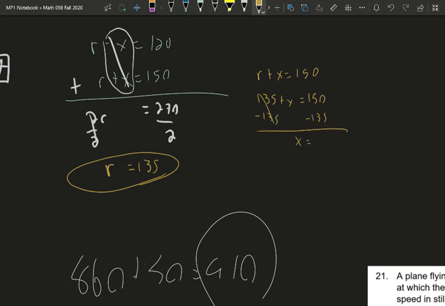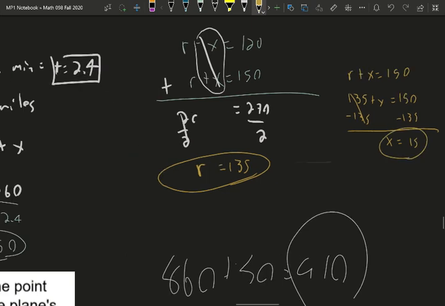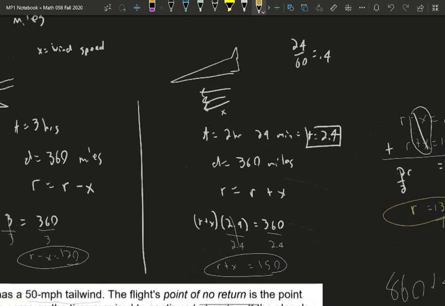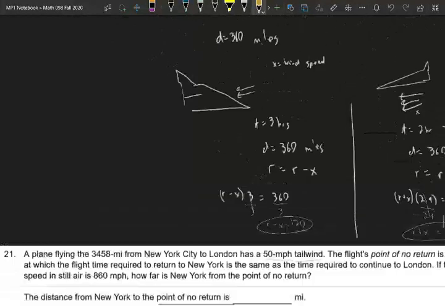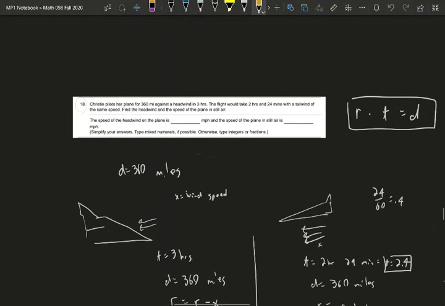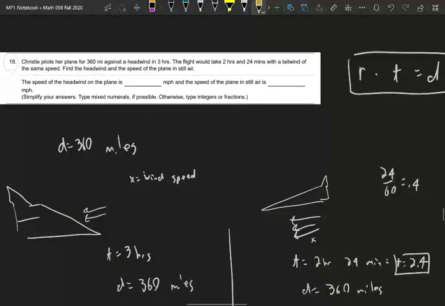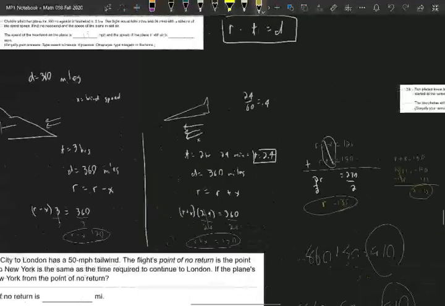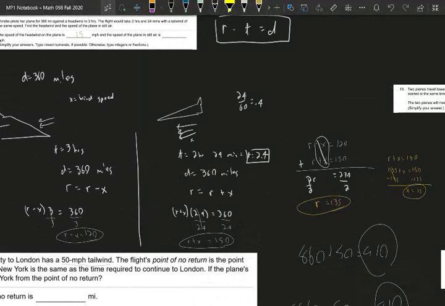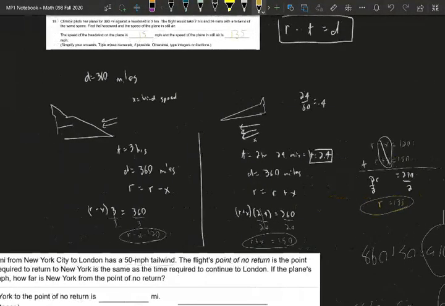And x right here equals 150 minus 135, which is 15. So there we have it. To answer this question... sorry, wrong problem. See right here, the speed of the headwind of the plane, as we said, is 15 miles per hour. And the actual r that we got here is 135. So the speed in still air is 135 miles per hour for both of them.